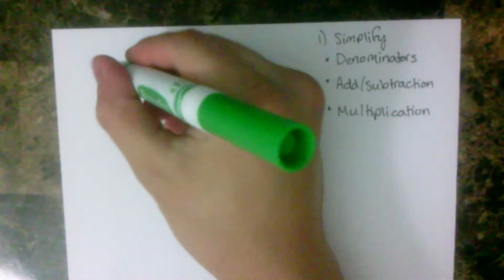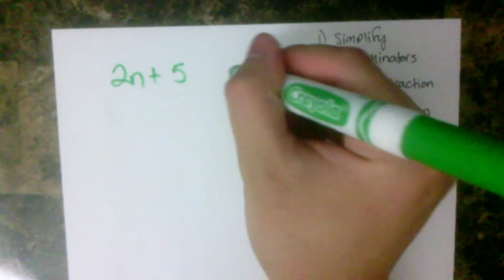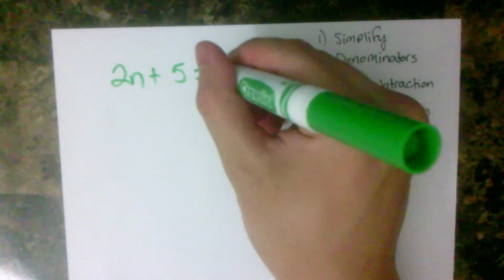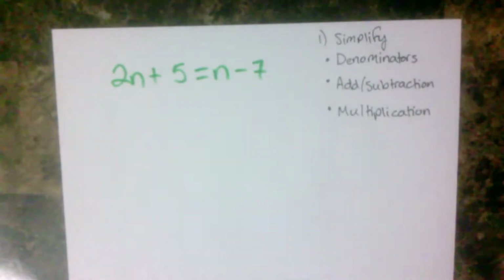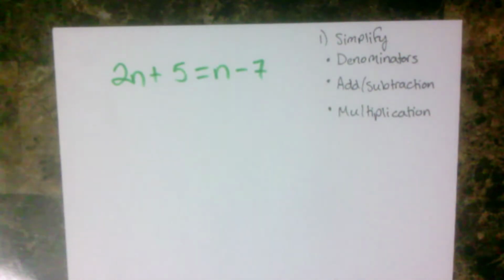Let's go ahead and take a look at just a basic equation to start. All right? So a basic equation would be something like this. 2n plus 5 equals n minus 7. Okay, so a basic equation looks just like this. And what you're going to be looking for is you're going to be aiming to get n all by itself.